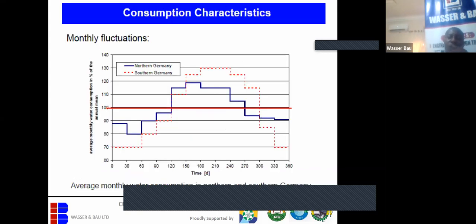Okay, this is what my colleague mentioned about demand pattern. If you look at this, it is a demand pattern for winter and summer in northern and southern parts of Germany. You can see that in the first few months, in January, the water demand is a little bit low. Then at summertime, when people take a lot of baths and use a lot of water, the demand tends to be higher.